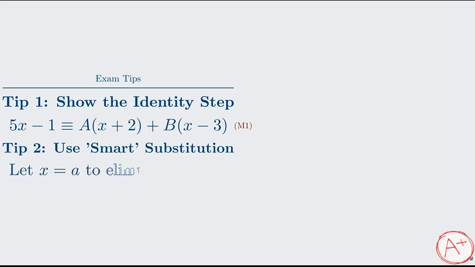While you can solve for constants by equating coefficients, the substitution method is usually faster and less prone to error in a time-pressured exam. Choose values of x that make your factors 0 to isolate a and b immediately.